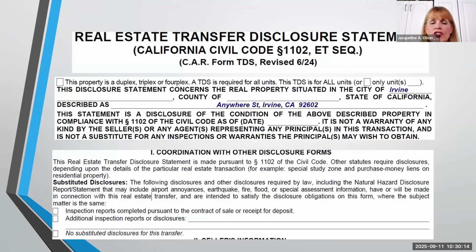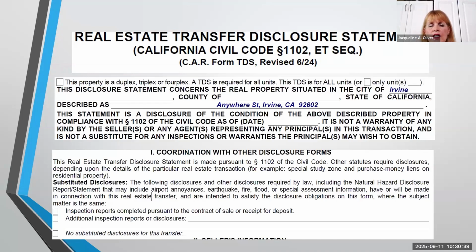That's why in this first section on this slide, right in the middle of that section, it says the Civil Code as of date. So that date should be as of the date of the disclosure. I've even seen some TDSs with no date in there. So you want to highlight that and make sure it's there.